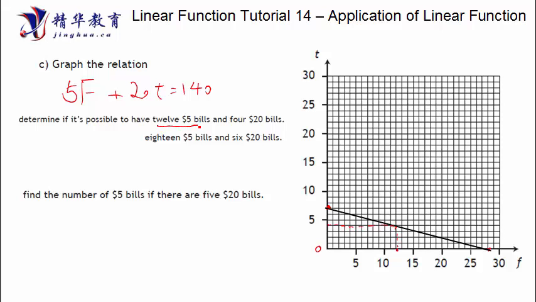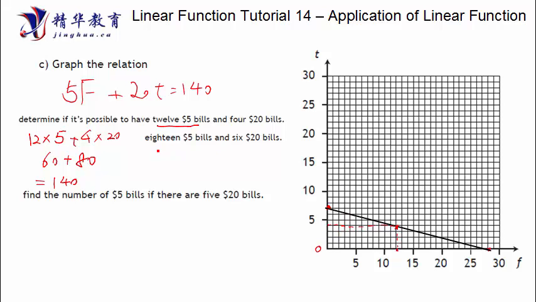Let's see if it actually makes sense. So 12 $5 bills, which is 12 times 5, plus 4 times 20. How much is it? 12 times 5 is 60. 4 times 20 is 80. We got 140. Yes, so it fits our relationship. That is totally possible, 12 $5 bills and 4 $20 bills. So this point is on the graph. See? So the f value is 12, and the t value is 4.